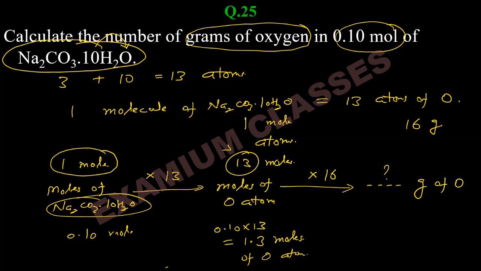1 mole is equal to atomic mass represented in grams. So 1.3 mole will be equal to 1.3 into 16 grams, that is 20.8 grams. This is just the unitary method. You need to understand how it is applied here.